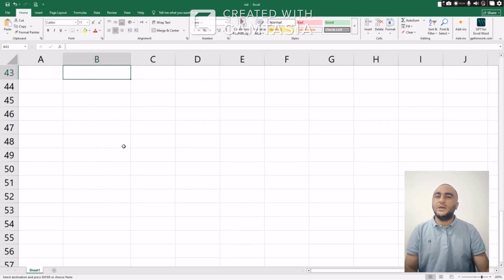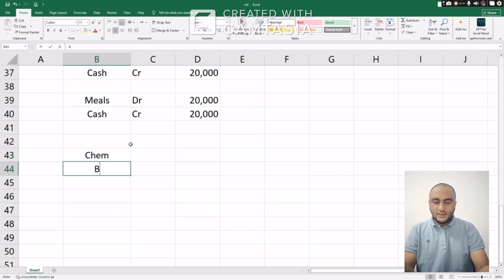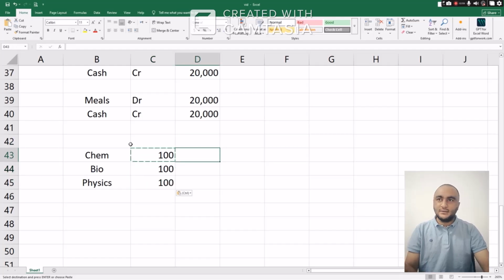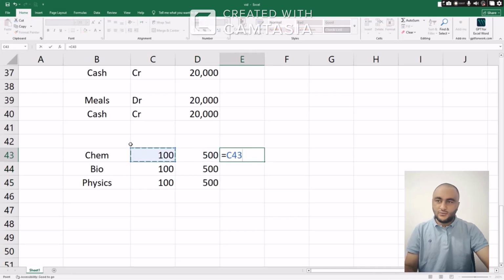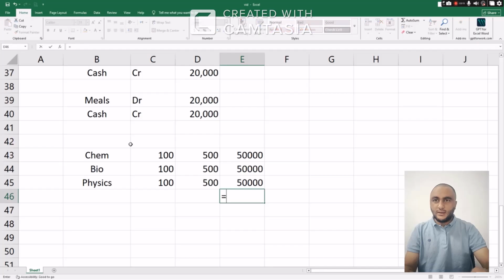Now let's say we have purchased inventory. To sell these books, we have purchased these books from a vendor. To keep it simple, we will assume that we sell 3 books: chemistry, biology, and physics. We purchased 100 books of each for 500. Again, same price for these books. I want to keep it simple so we can understand it very well. In total, we can say that we have purchased books worth 150,000.